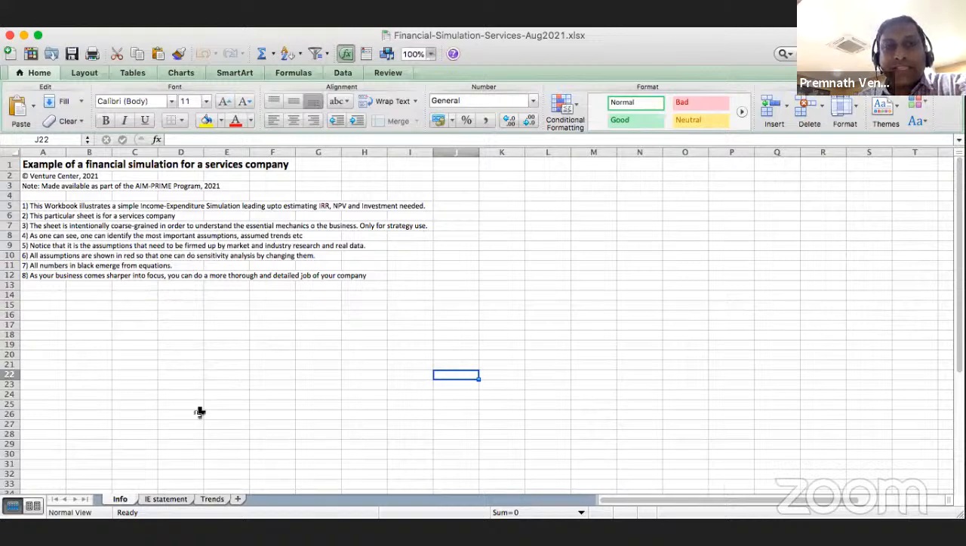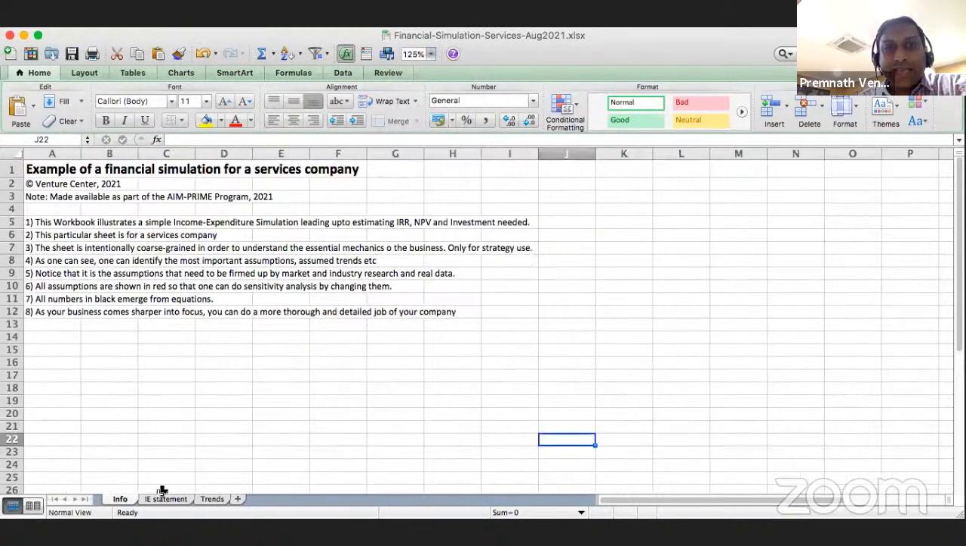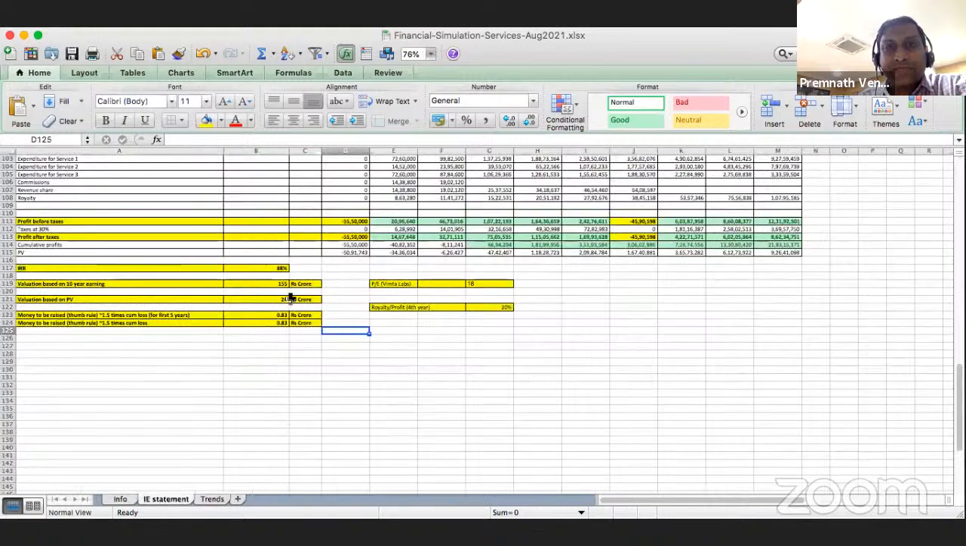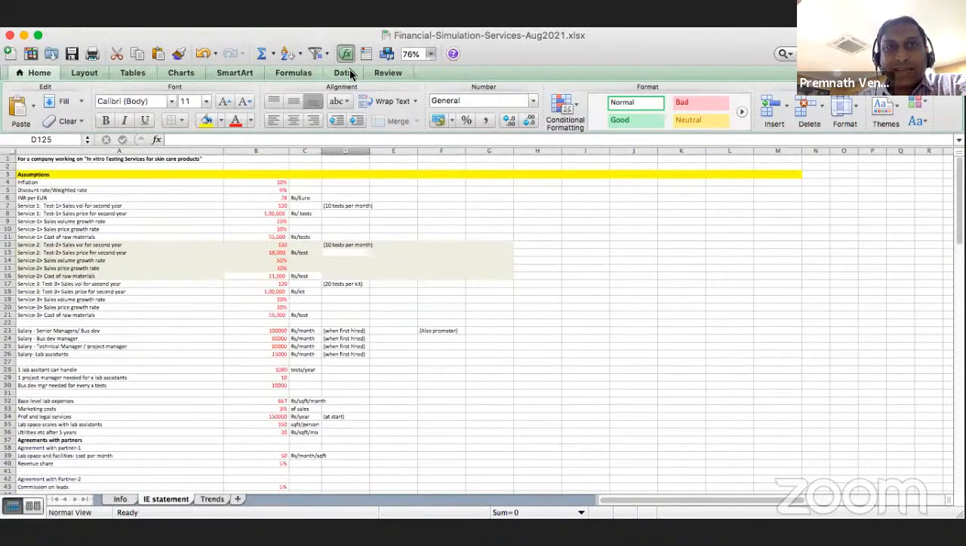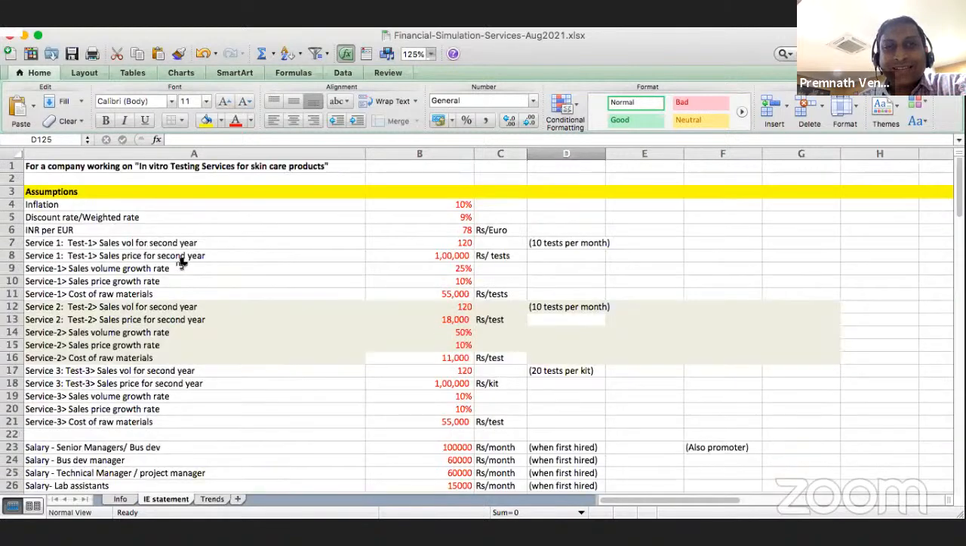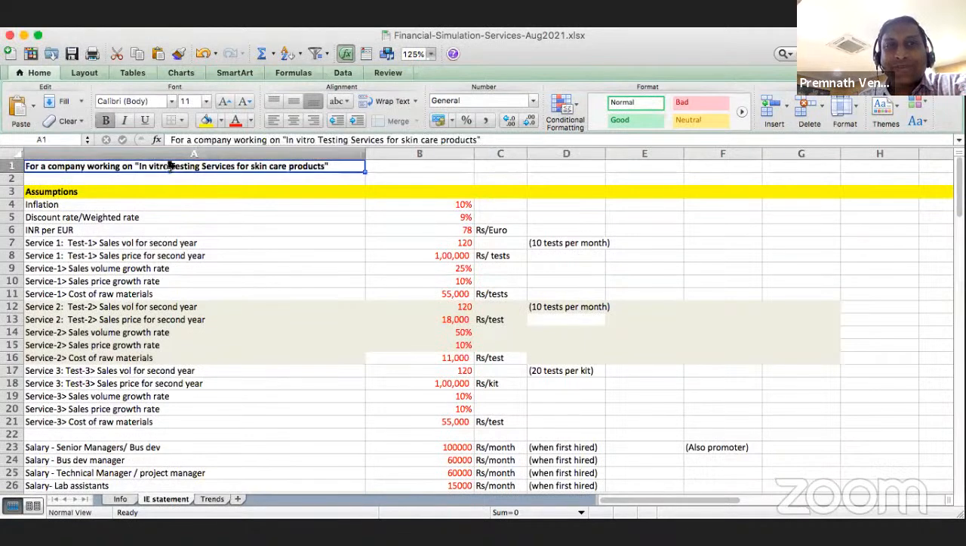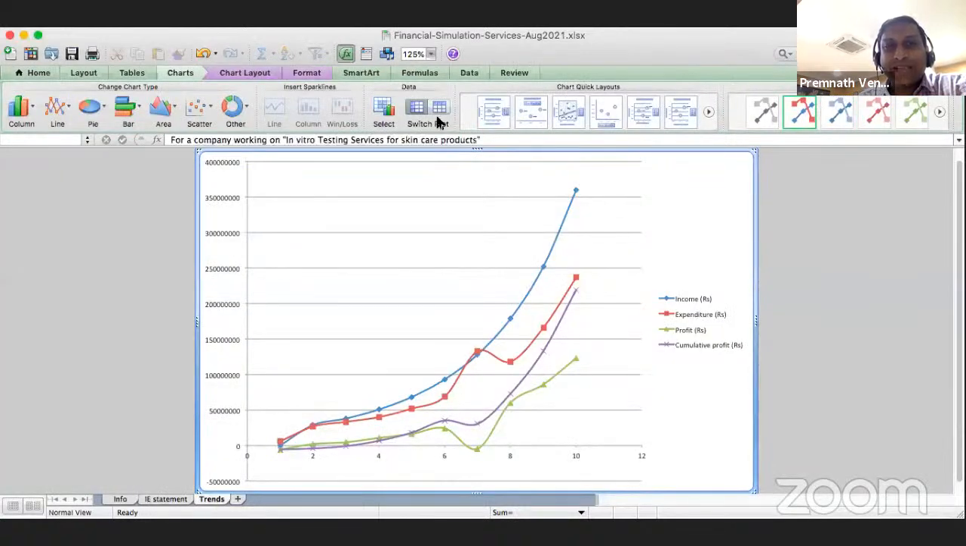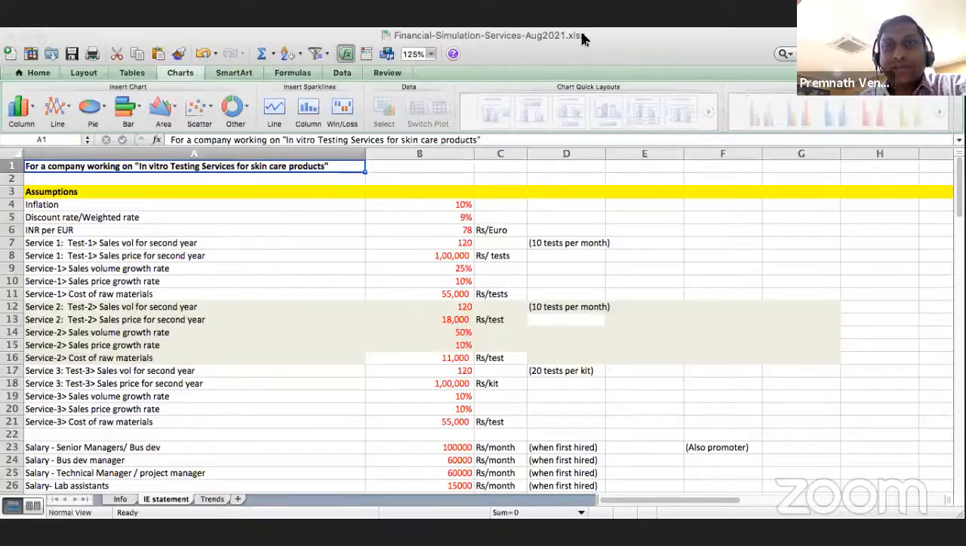So you will get another sheet which looks roughly like this. Let's not go into details right now. This has a sample services company. By the way, is Biodimension there today? It's very close to that, in vitro testing for skincare products. Okay, so give it a shot. You'll see some trends emerging out of this. You can do your own calculations and see how it pans out.